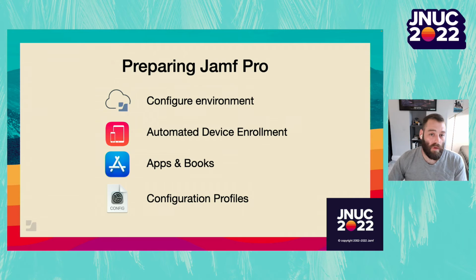For your apps and books or your volume purchasing, you'll want to create a new location in Apple Business Manager or School Manager to transfer licenses to. This new location will have its own volume purchasing token, which can be integrated with your new Jamf Pro server. This will ensure that we don't have any problems arising from using the same volume purchasing token in more than one MDM server.